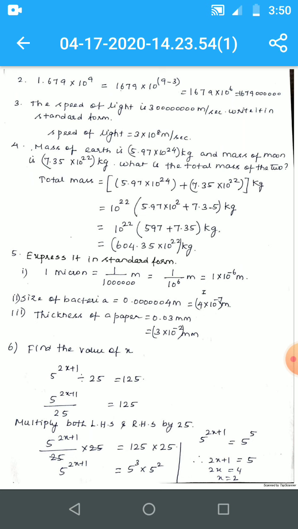So already 10 to the power 9. Now the power is minus 3. So it becomes 10 to the power 6. So in usual form, it is multiplied by 10 six times.